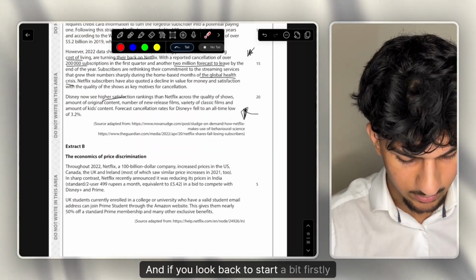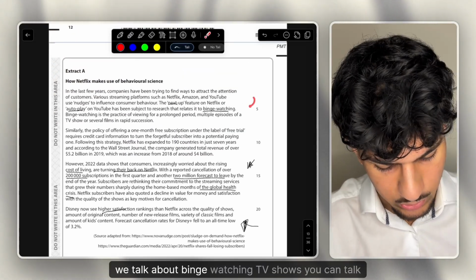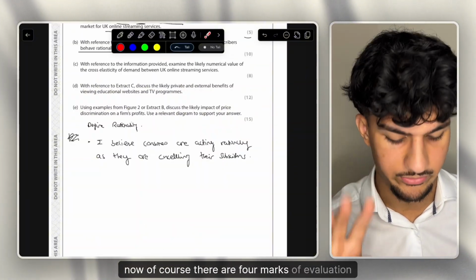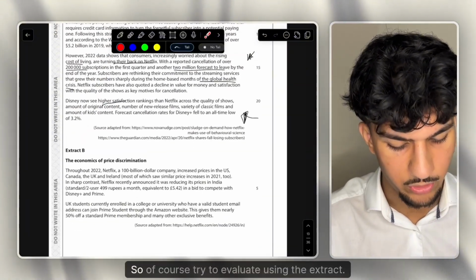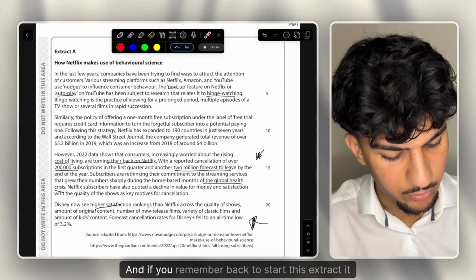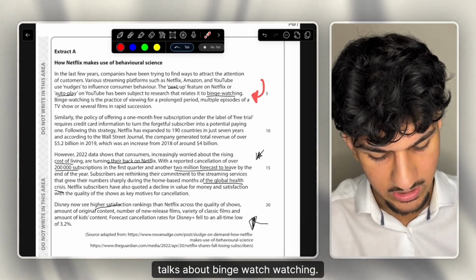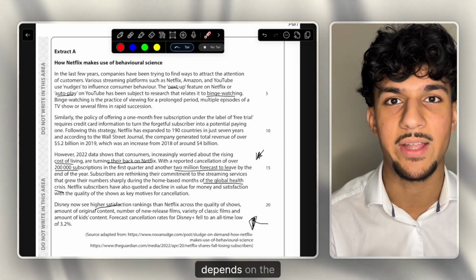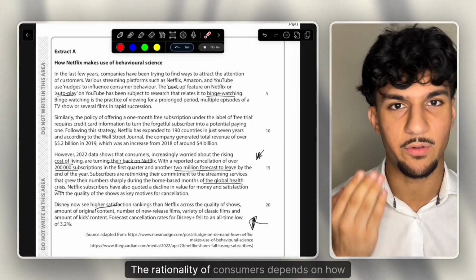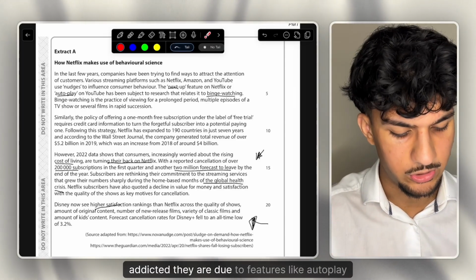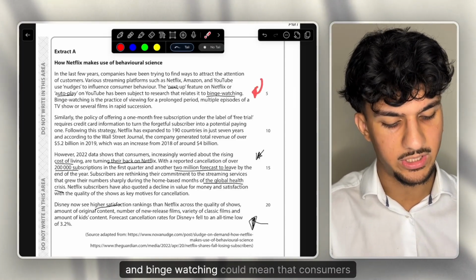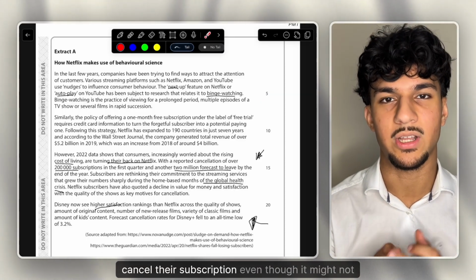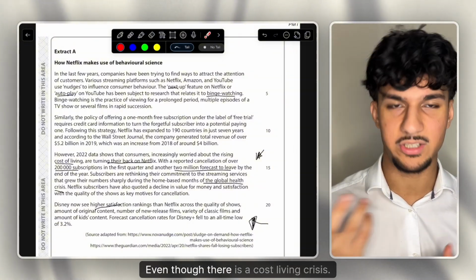And if we look back to the start of it, firstly, we talk about binge watching TV shows. Now of course there are 4 marks of evaluation here, and how would I evaluate? So of course try to evaluate using the extract, and if you remember back to the start of this extract, it talks about binge watching, basically talks about consumers getting addicted, and you could say, however, in evaluation, this depends on the rationality of consumers, depends on how addicted they are. Due to features like autoplay and binge watching, consumers could become addicted to Netflix, thus meaning that of course they're not going to cancel their subscription, even though it might not maximise their utility, even though there is a cost of living crisis.